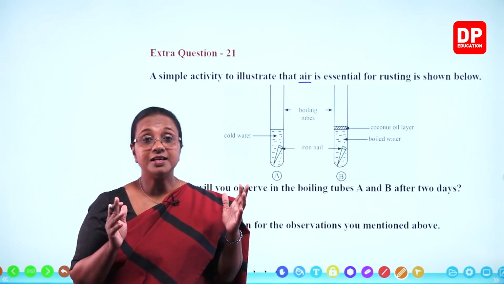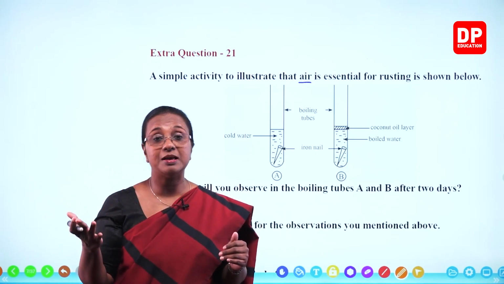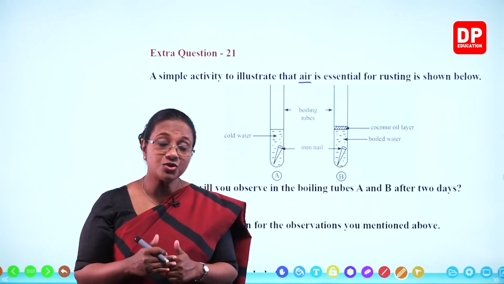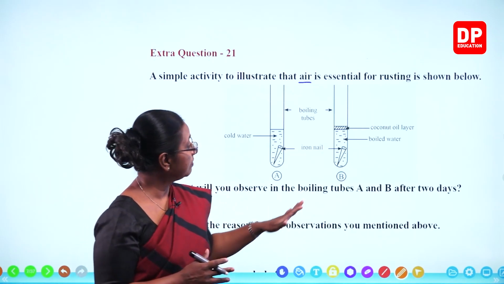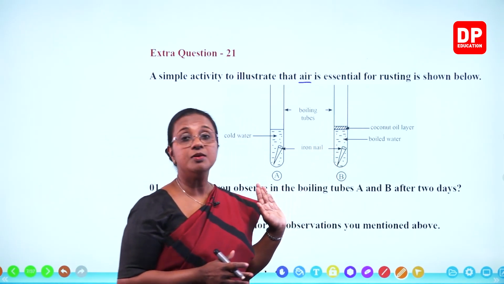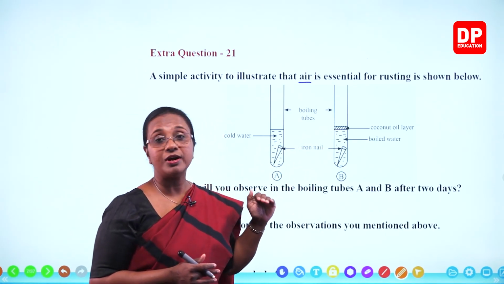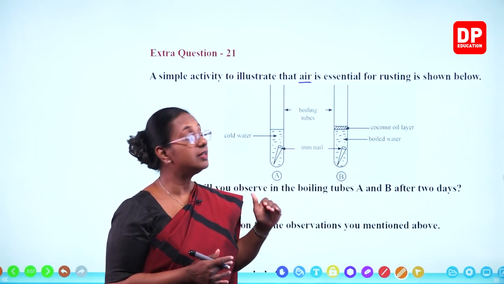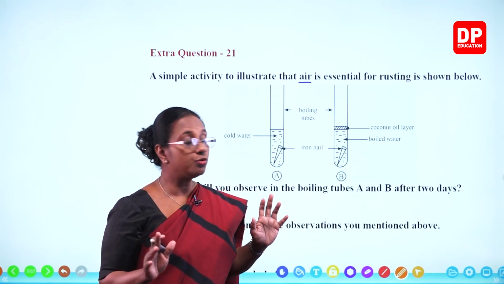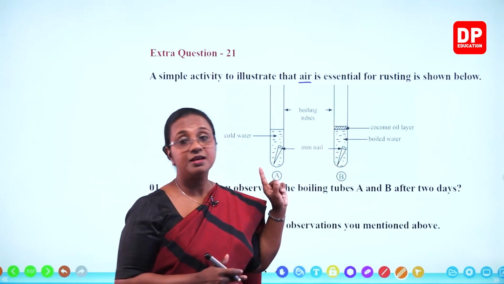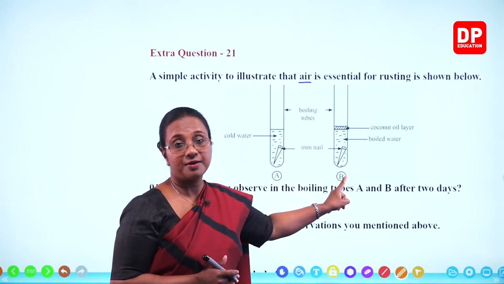Why? Because the solubility of gases decreases with increase in temperature. So the gases that were dissolved in water will be released from water. So there will be no air dissolved in boiled water. And by applying a coconut oil layer, we prevent further contact of air with water. So there is no way there is air in this water. So here there is air, here there is no air.